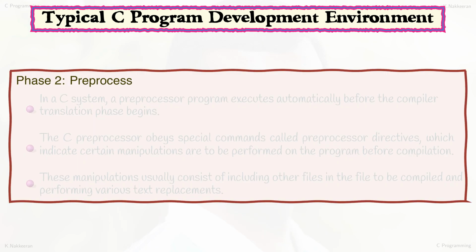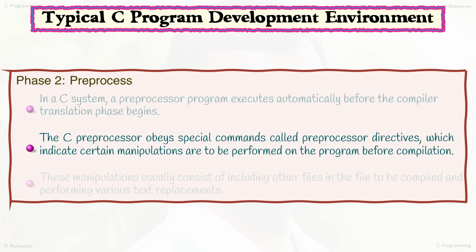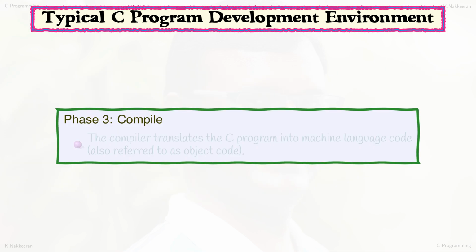The next phase in the C program development environment is the preprocess. In a C system, a preprocessor program executes automatically before the compiler translation phase begins. The C preprocessor obeys special commands called preprocessor directives, which indicate certain manipulations are to be performed on the program before compilation. These manipulations usually consist of including other files in the file to be compiled and performing various text replacements.